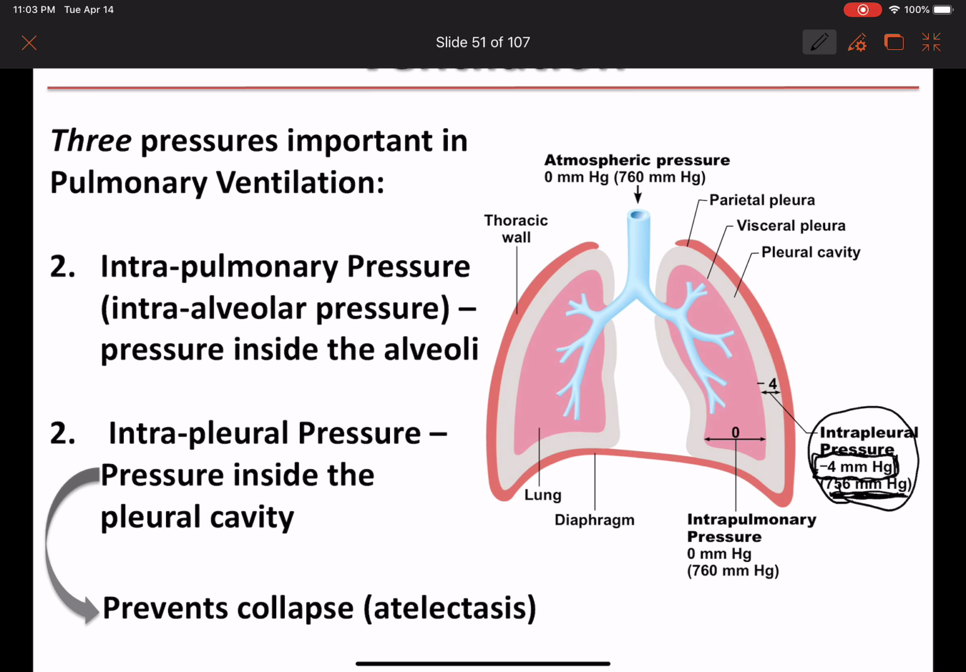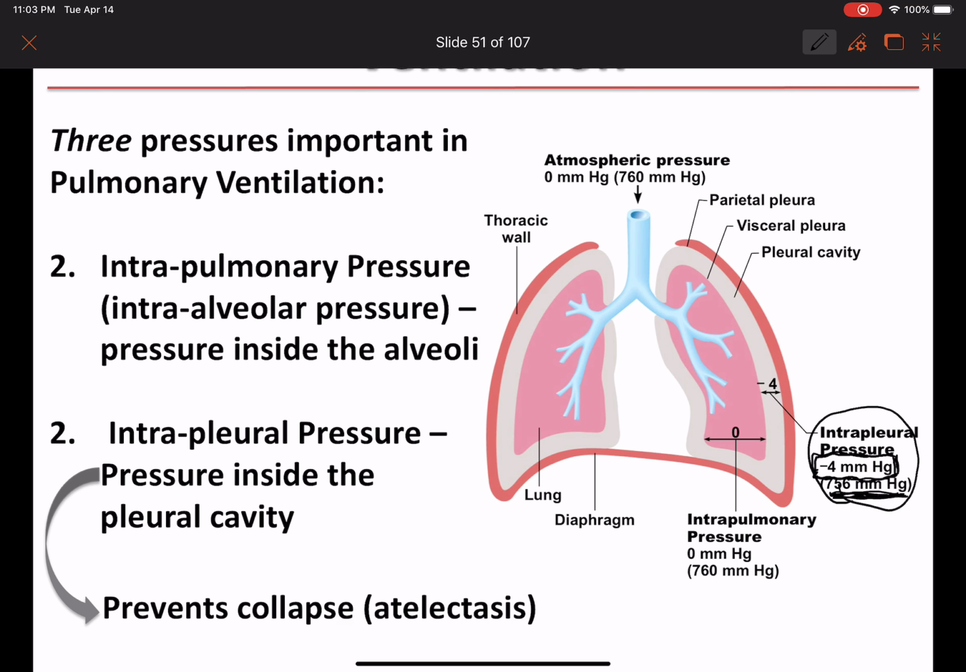And that is the driving force that actually sucks in the air from our atmosphere. And again, remember, ultimately, the driving force for this gas moving is going to be it moving from a high pressure to a low pressure. So if you suddenly decrease the pressure in the alveoli, so the intrapulmonary pressure is less than the atmospheric pressure, the air from the atmosphere is going to rush through your bronchial tree and into the alveoli, right? And that's basically how we have inhalation.